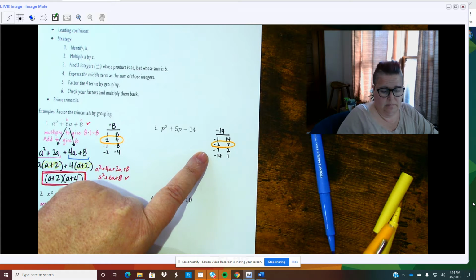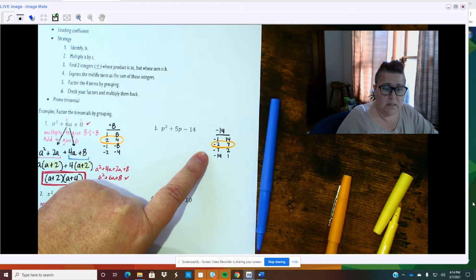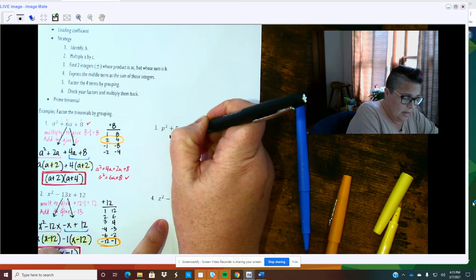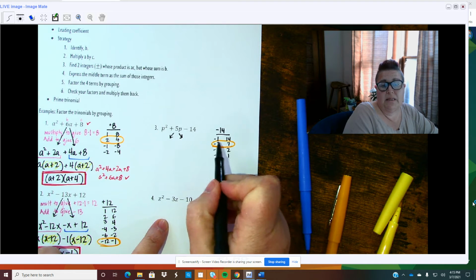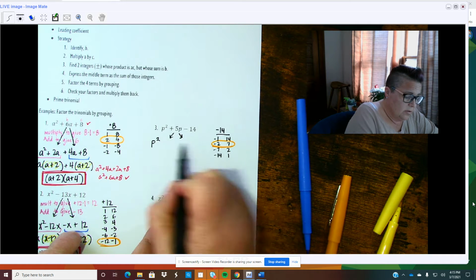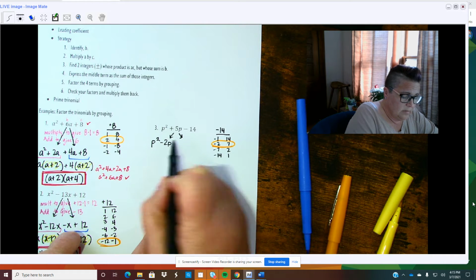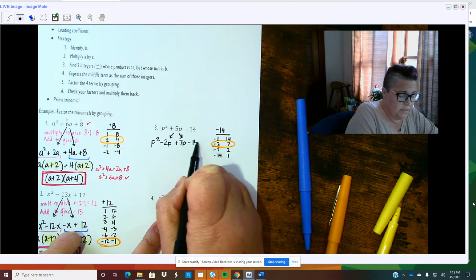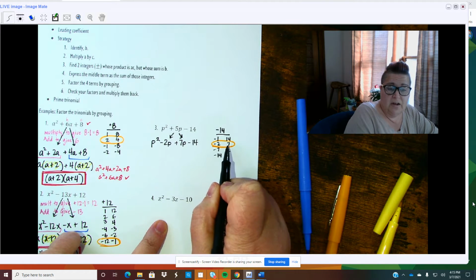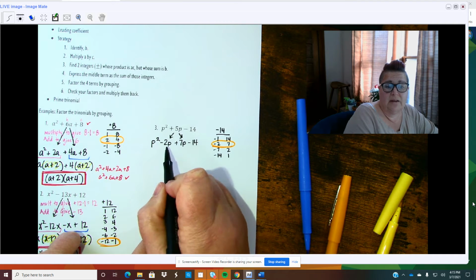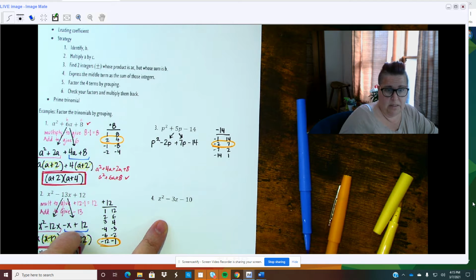That's this guy, right? So that means I'm going to take my 5p and break this apart using this factor pair. This is now going to look like p squared minus 2p's plus 7p's minus 14. That 2 and 7 are my guidelines for how to get a 5p. It's a negative 2p and a plus 7p.